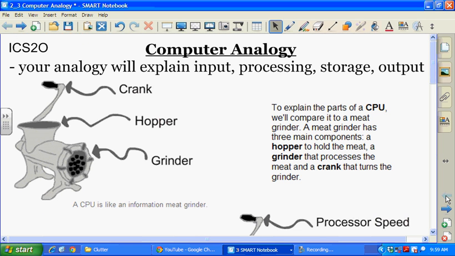Now let's see what kind of brilliant stuff you can come up with. As long as it talks about input, processing, and output, then your analogy will work. It doesn't have to be as detailed and awesome as Mr. Baker's meat grinder analogy.